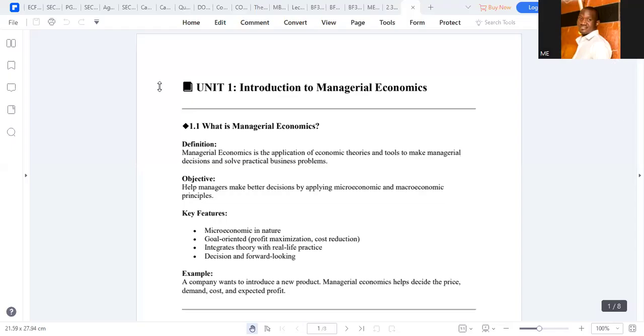Session today is Unit 1, where we're going to learn what managerial economics is and the features embedded in there.